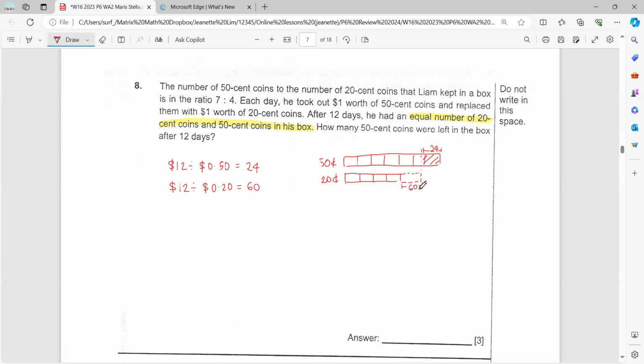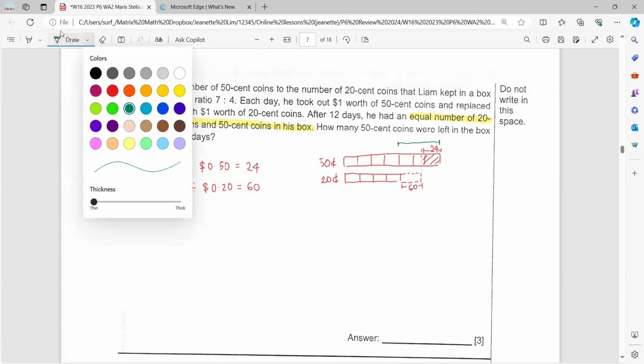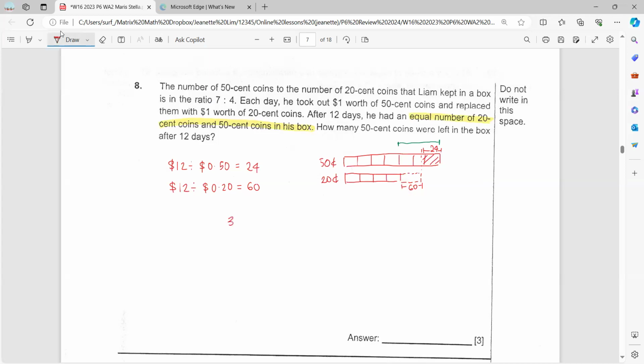So from this model, can you tell how many units we can find? We have a 60 here and 24. If you were to add them up, you will actually get this. Okay, and that is 3 units. So for the quantity of coins, 3 units is 84. 1 unit, when you divide by 3, you get 28.